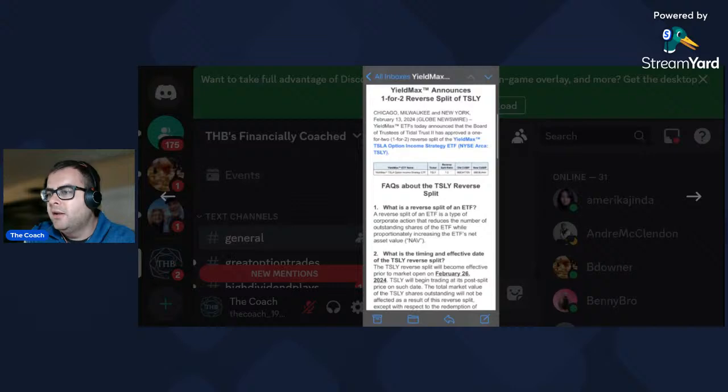What is the timing and effective date of the reverse split? So this will be effective February 26th. They have to legally announce it like 10 days beforehand. The TSLY reverse split is effective February 26, 2024. TSLY will begin trading at its post-split price on such date. The total market value of the TSLY shares outstanding will not be affected as a result of the reverse split.